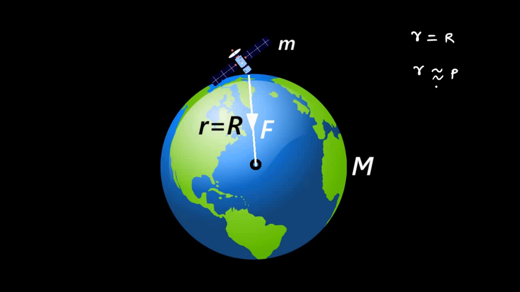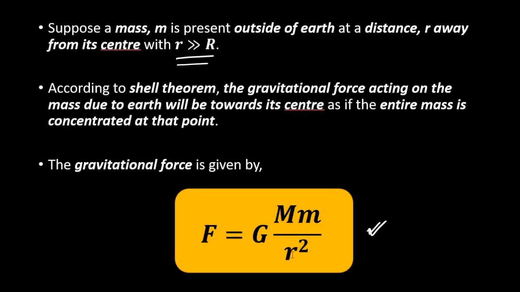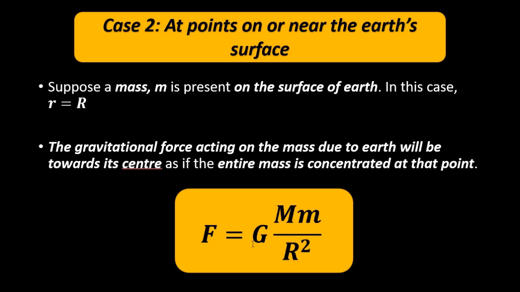So here the same thing will be done. In this expression we'll substitute small r with capital R, and the gravitational force between earth and that object will become G capital M small m by capital R square. Here we have equated small r with capital R because the object is near to or on the earth's surface. When it is on or close to the earth's surface, this is applicable. So in both cases, this will be the expression.